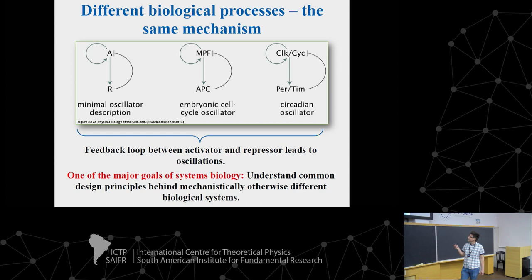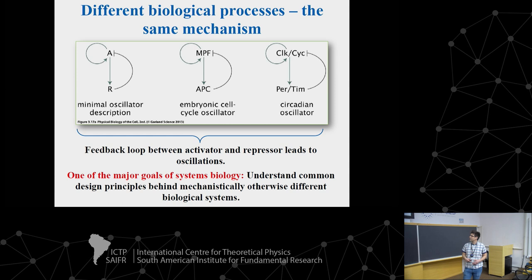And there are alternative names also. This is cycle and this is timeless and so on. So these names themselves are very suggestive and very interesting, I think. Okay, so what I wanted to emphasize, this is actually one of the major goals of systems biology. We have a simple conceptual model, and this conceptual model can in principle explain mechanistically very different systems. And this is one of the main goals of systems biology, to understand common design principles behind mechanistically otherwise very different biological systems.